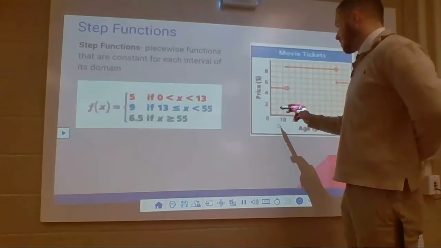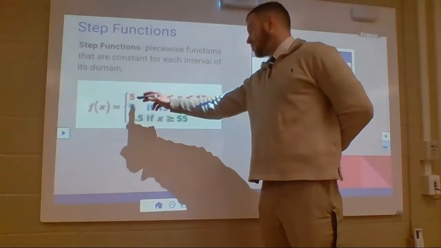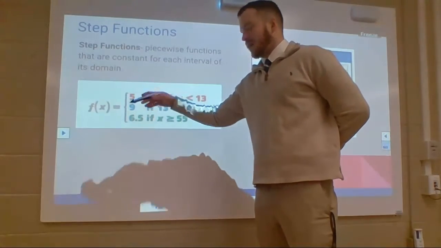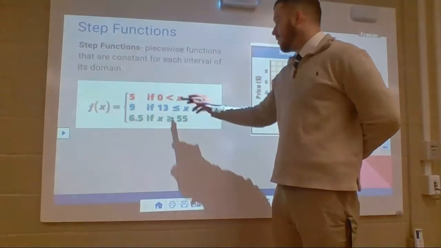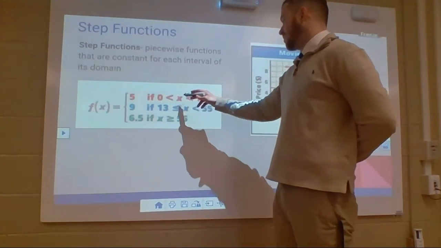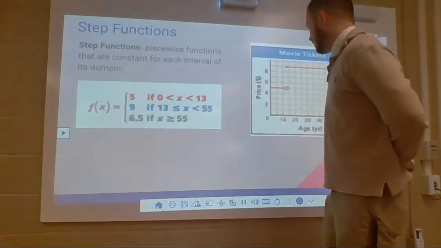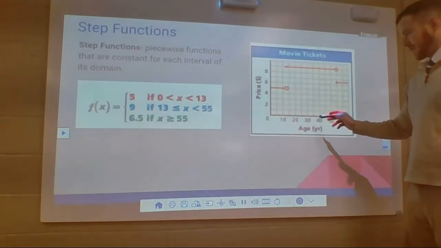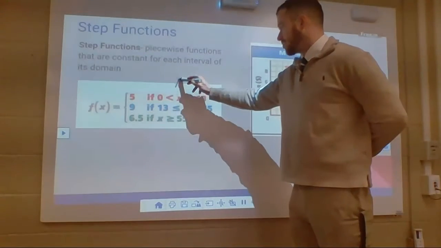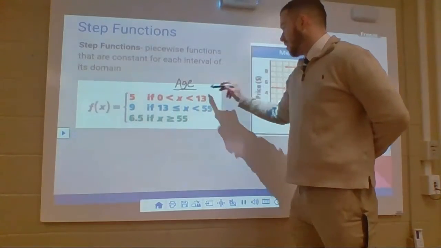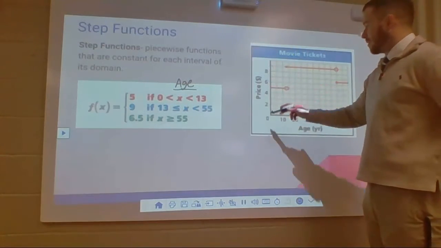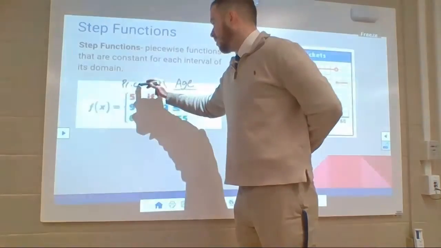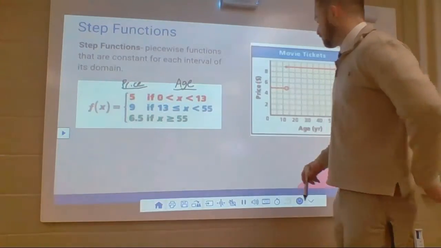So check this out here. This equation says the amount you pay, so f of x is 5, the amount you pay is $5 if you are in between the ages 0 and 13. Now, look at this graph. So we have age on the x-axis, so we would say the domain is the age, and we have the price on the y-axis, right? So we have the price. The price is our rule, right?